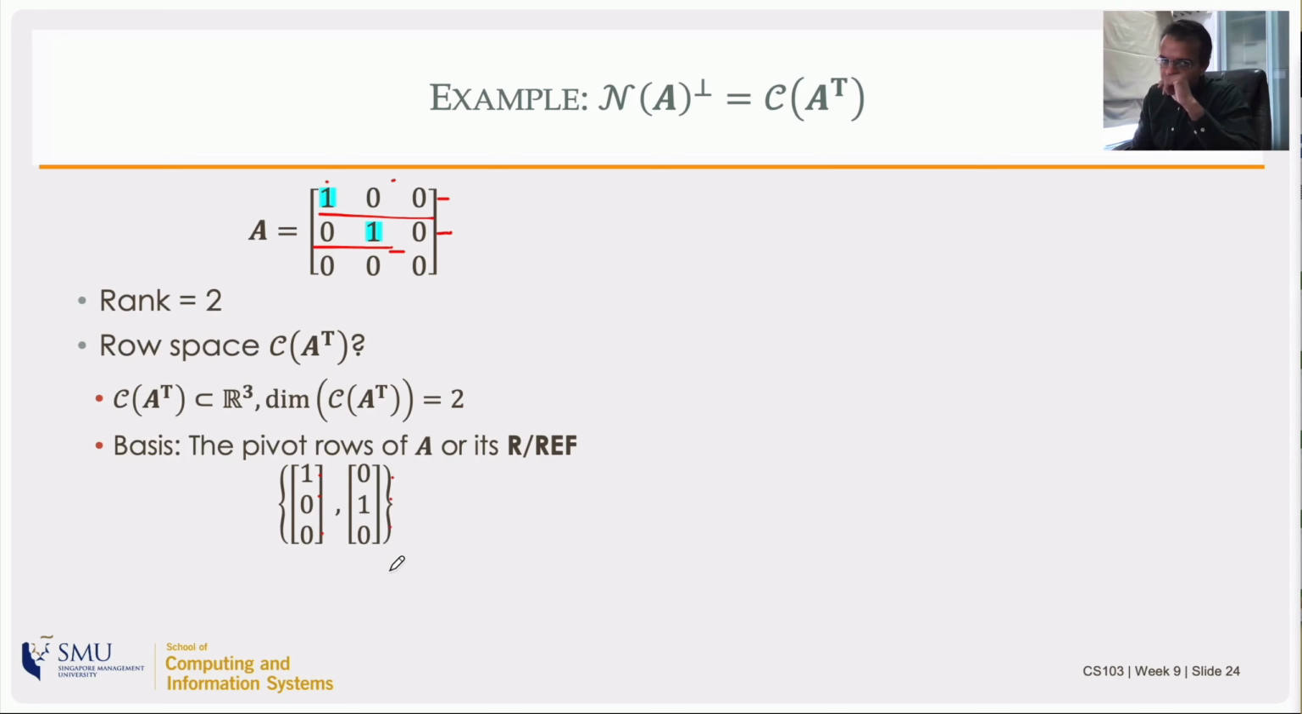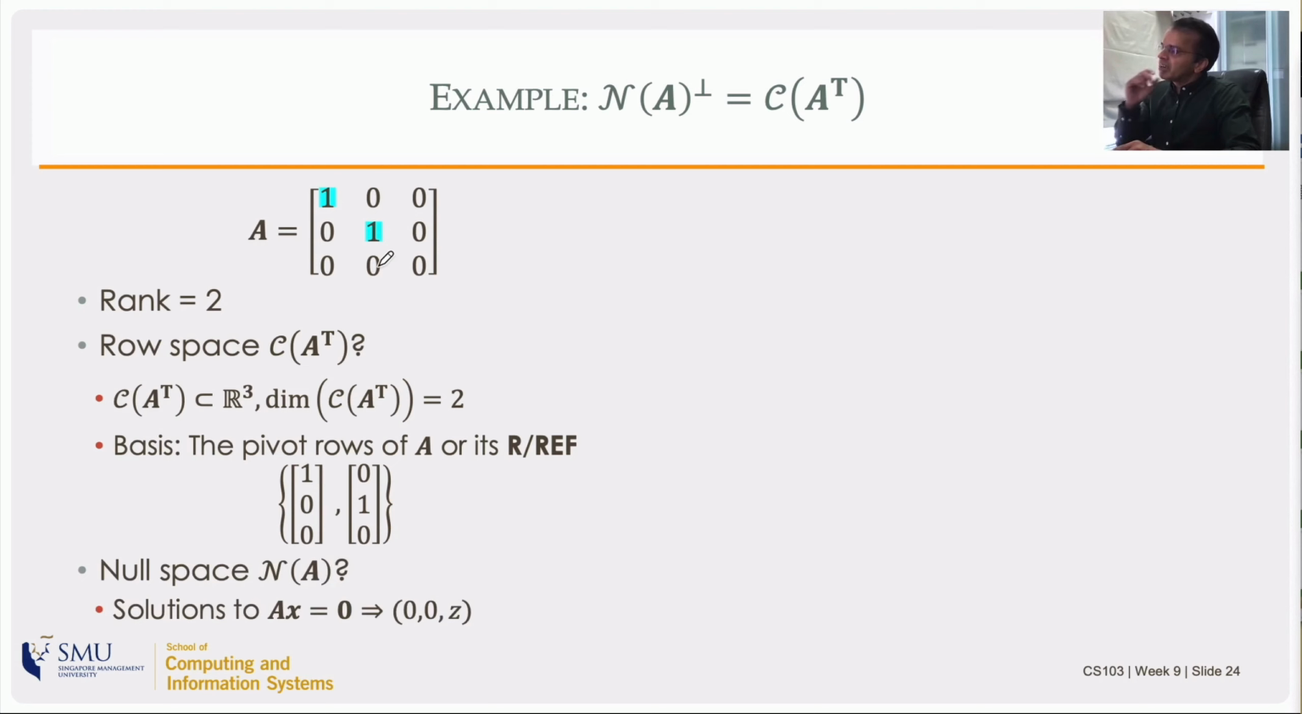Now, how do you find the null space of this particular matrix? In order to find the null space, you have to think about Ax equal to 0. So I have to multiply by some x here so that I get 0.